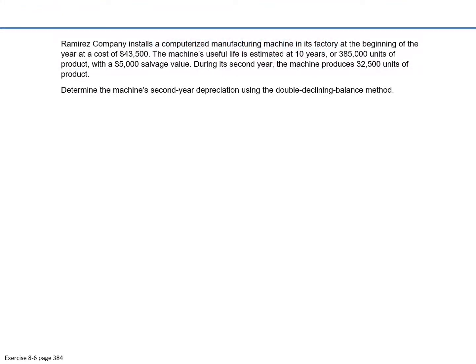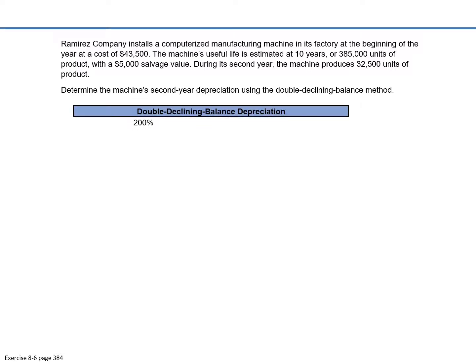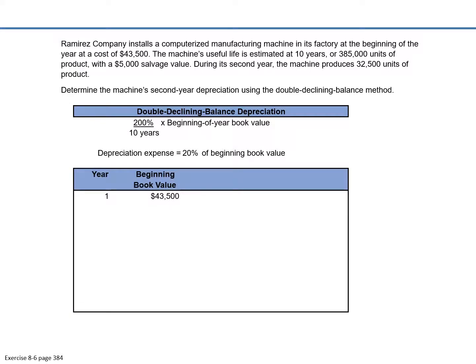All right, exercise 8.6. Ramirez Company installs the same machinery, but this time they're using the double declining balance method. And so I think we have the same cost and salvage, but the double declining balance rate is 200%, right? 200% divided by 10 years times the beginning of the year book value is your depreciation expense. So we have depreciation expense per year of 20% times each of the beginning book values.